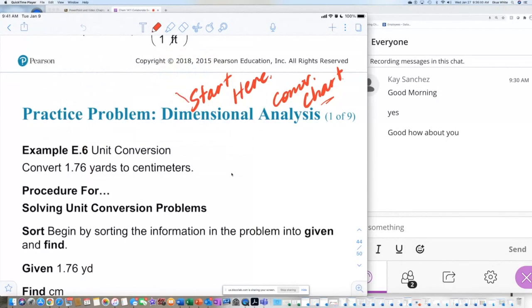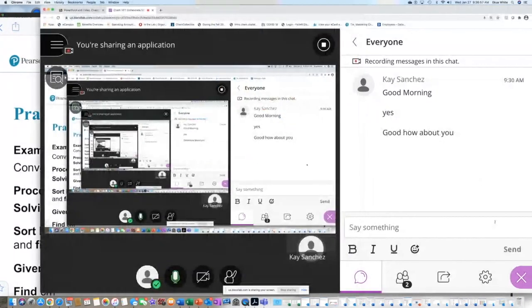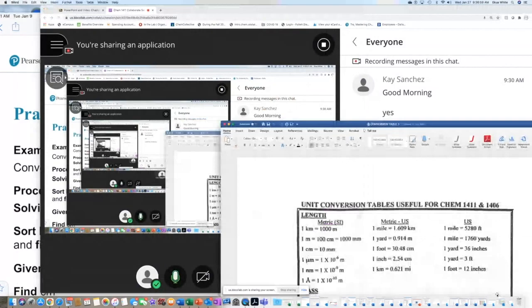So we are starting here today. Let me see how I can navigate through this. I have my PowerPoint here. I need my conversion chart. I think it's right there. Oh, there it is.